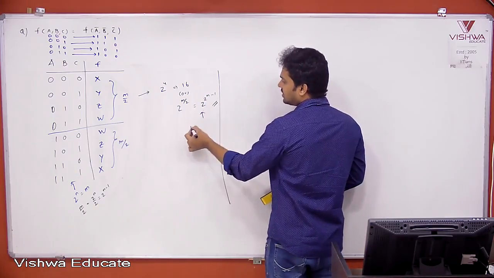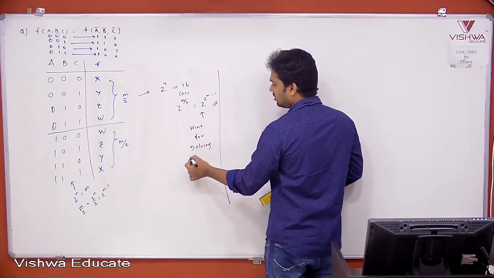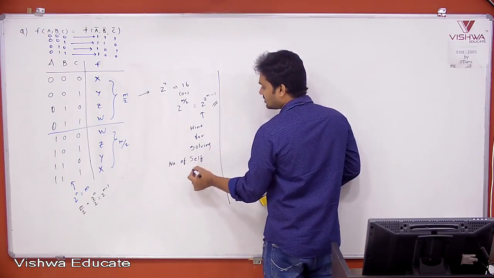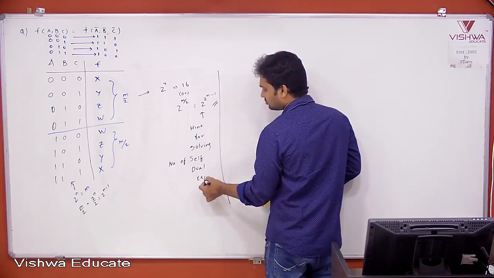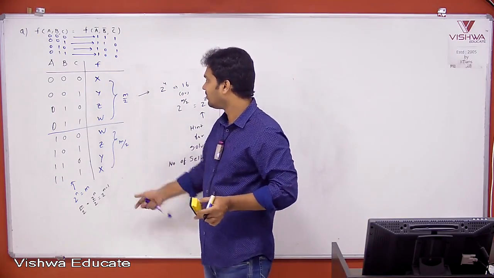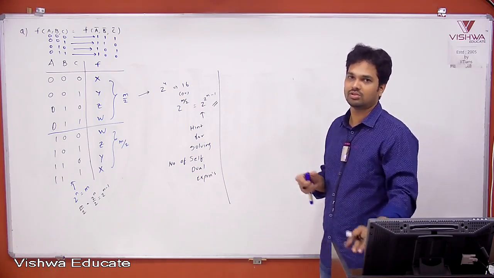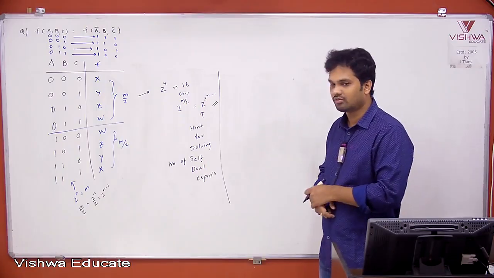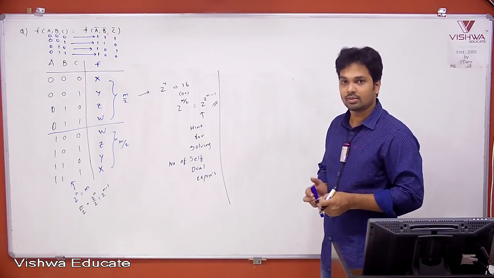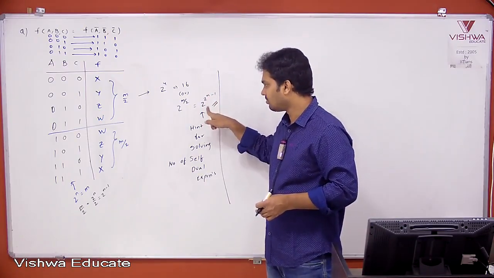You can use this as a hint for solving the question I have given in the basics, that is the number of self-dual expressions. Similar logic, not the same logic, similar logic we can apply for finding the number of self-dual expressions possible in a particular number of variables. For example, you have 3 variables or 4 variables, any number of variables. How many self-dual functions are possible? In the basics, I have given the formula. What is the answer formula I have given? 2 power n minus 1. Same answer we got.